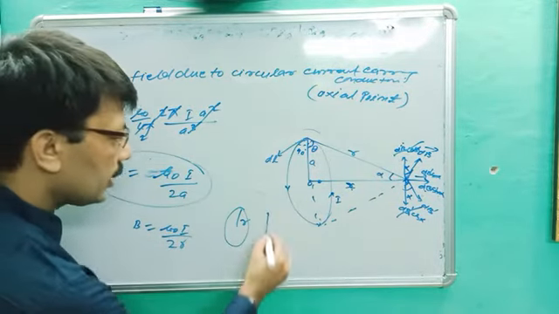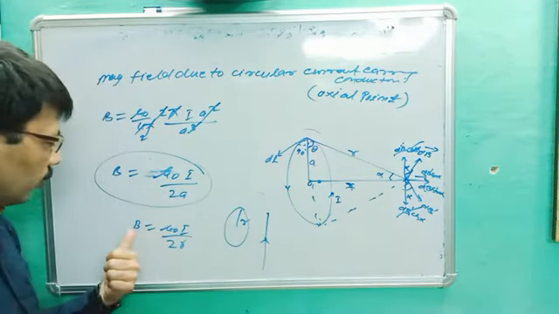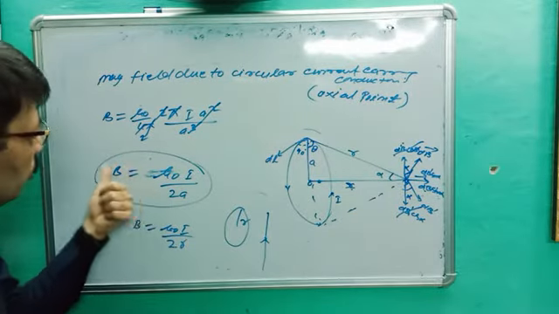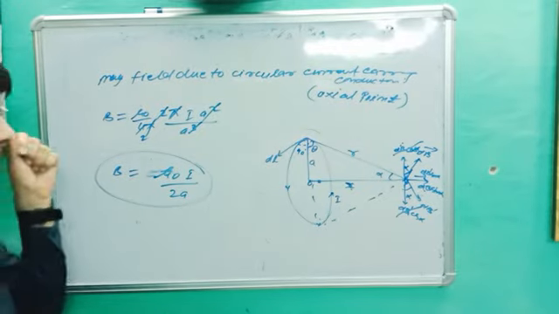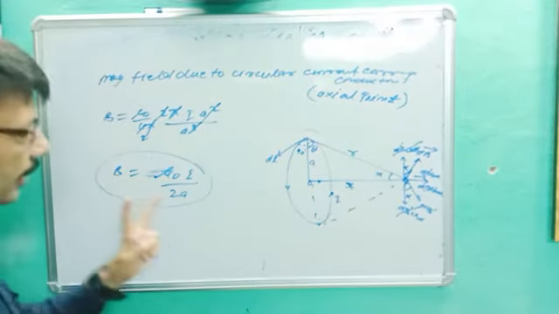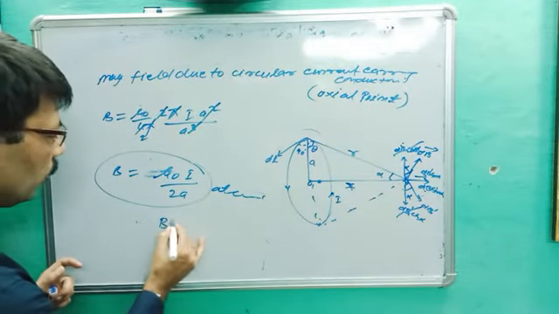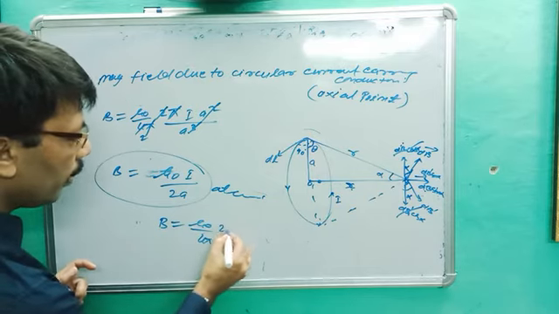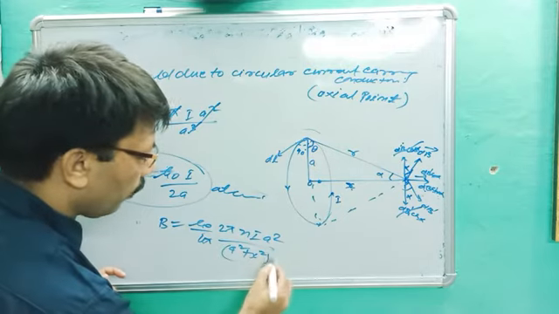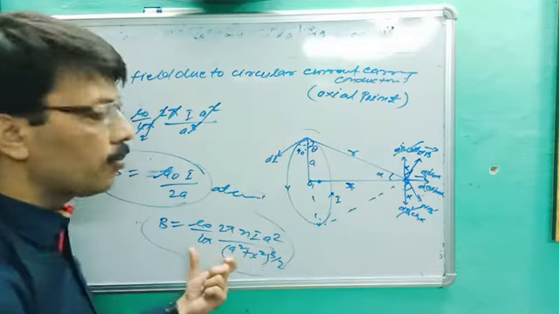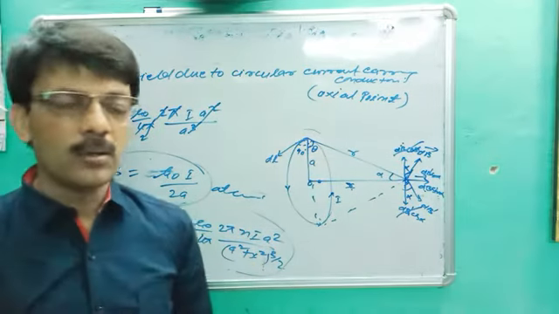So what was the formula for a long straight wire? For a long straight wire, the formula was mu naught I upon 2 pi r. Here we are getting the formula B is equal to mu naught I upon 2r or B is equal to mu naught I upon 2a. So this is the magnetic field due to a circular current carrying coil, and this is the formula at the center. And the formula B is equal to mu naught upon 4 pi, 2 pi n I a square upon a square plus x square, whole power 3 by 2. You have to learn this formula because it is applicable wherever you want to apply it, and this is the special case at the center. Okay, so that's all for today.